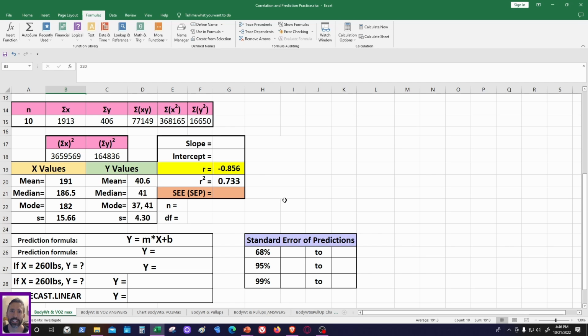Now of course, our N value, we already calculated that. That was 10. And for this problem, the degrees of freedom are going to be n minus 2. So we have 10 sets of paired scores, and for these correlational problems, degrees of freedom are going to be n minus 2. So in this example, our degrees of freedom are going to be 8.